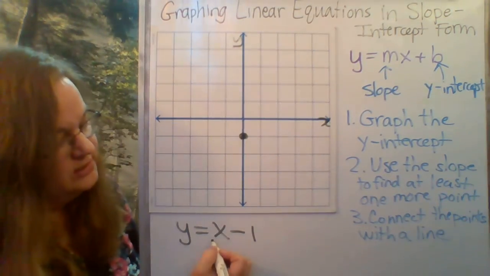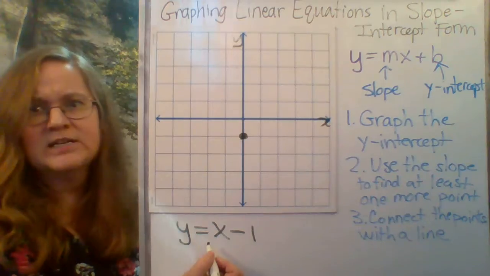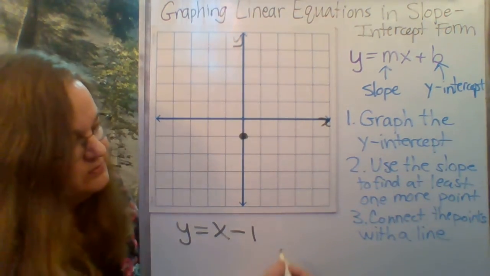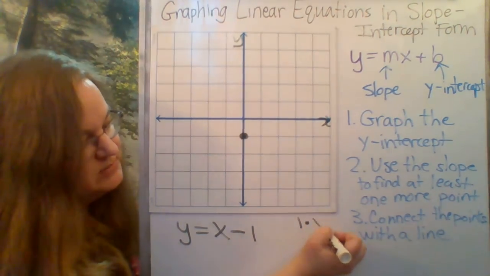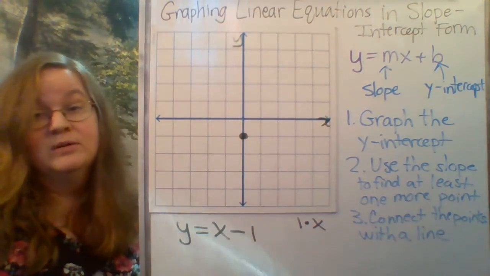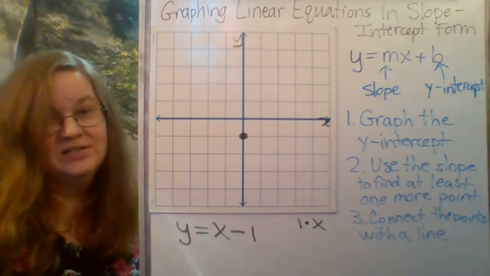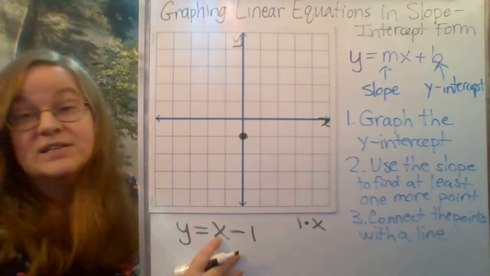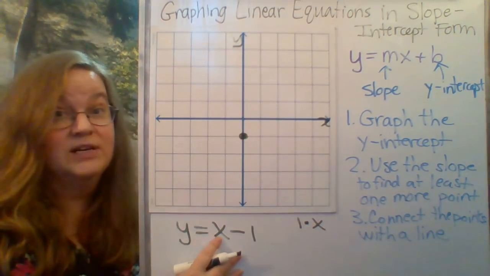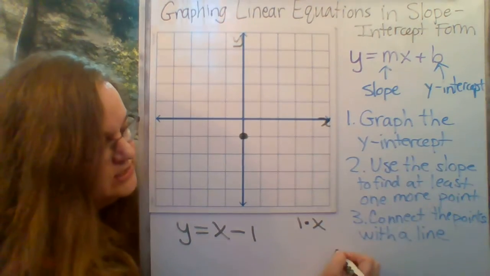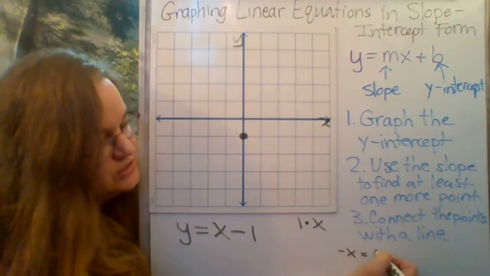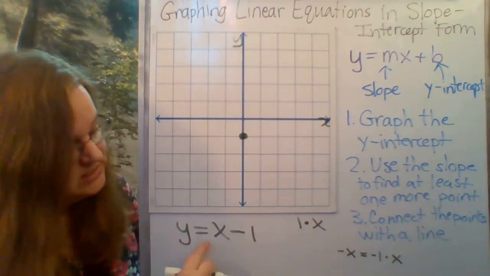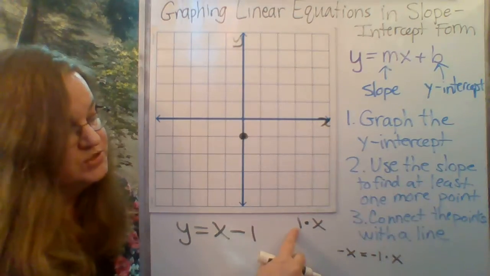Now, if you look at this equation, it doesn't have a slope, does it? It doesn't have a number next to the x. Well, remember that whenever you have a variable by itself, that's the same as 1 times that variable, because when you multiply something by 1, it doesn't change the value. So 1 times x is just x. If I see x by itself, it has a slope of 1. If I saw a negative x, that would be a slope of -1, because that would be -1 times x. In this case, it's positive, and so I have a slope of 1.